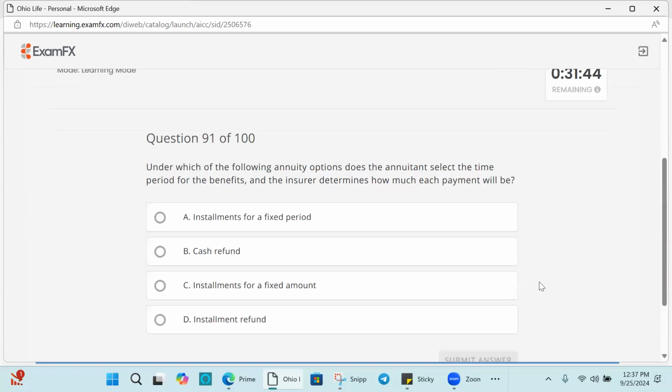Under which of the following annuity options does the annuitant select the time period for the benefit, and the insurer determines how much each payment will be? I'm sure anybody can answer this question. So you have the annuitant selecting the time. Installment for a fixed period, where the insurer determines how much.